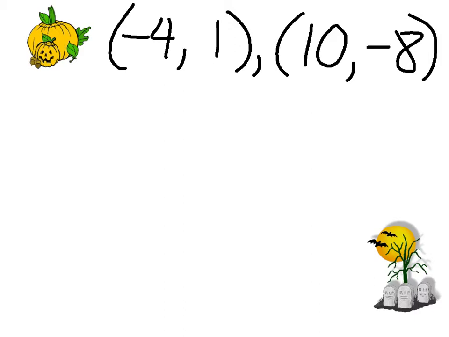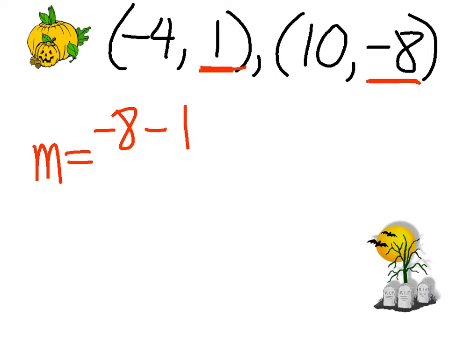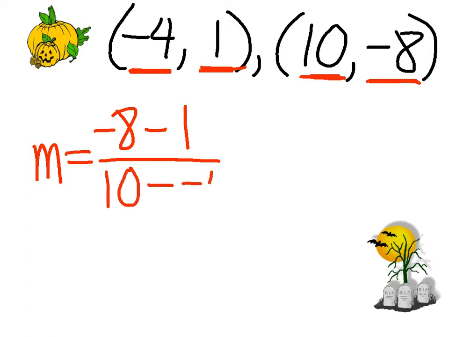Okay, for example 6, we have negative 4, 1, and 10, negative 8. We're going to work this one out completely. So we have y2, which is negative 8, minus y1, which is 1, over x2 minus x1.